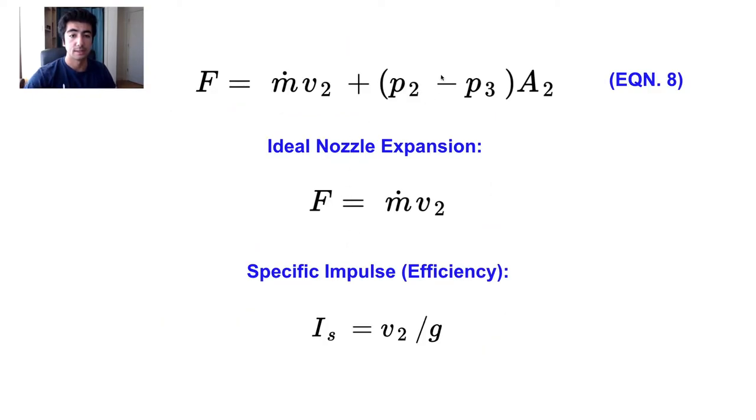And so, yes, if you have higher pressure at the exit, this term will be some positive value, but if you do the math for the rest of the expansion process, what that comes out to is a smaller velocity. And the velocity and mass flow rate term here is much more significant. And so that's why what we're trying to do is get P2 and P3 to be equal so that we have an ideally expanded nozzle where all of the velocity is moving parallel to the rocket.